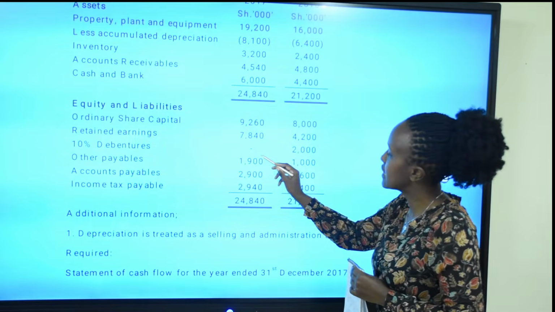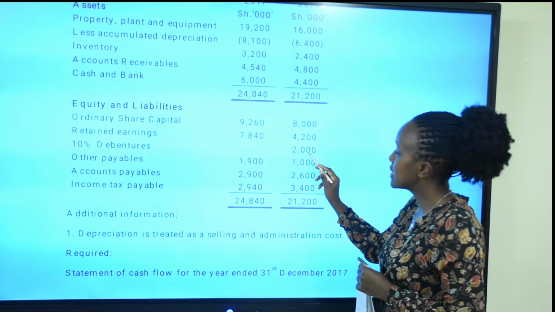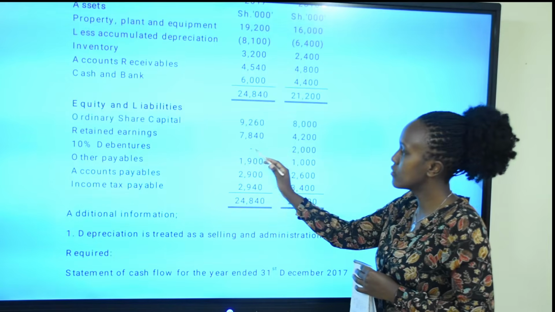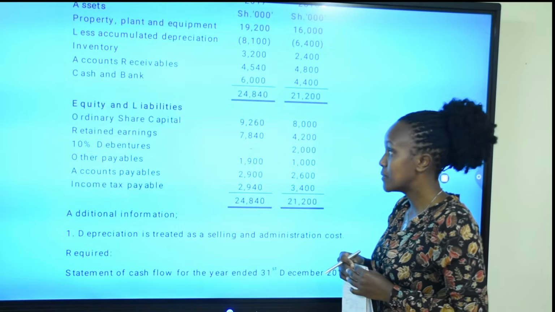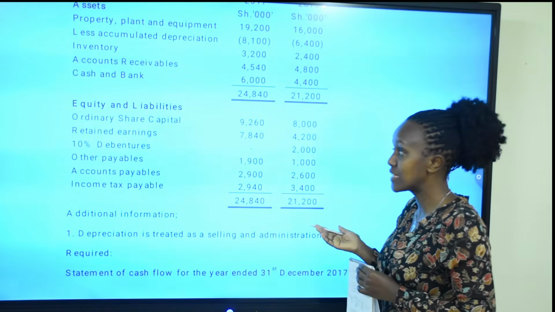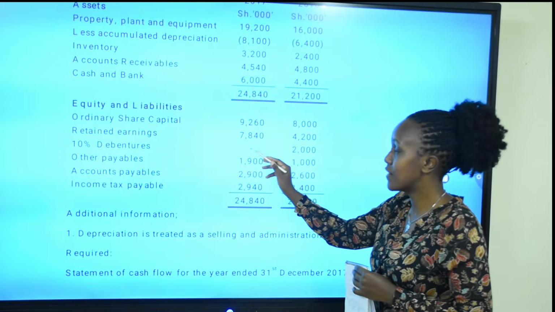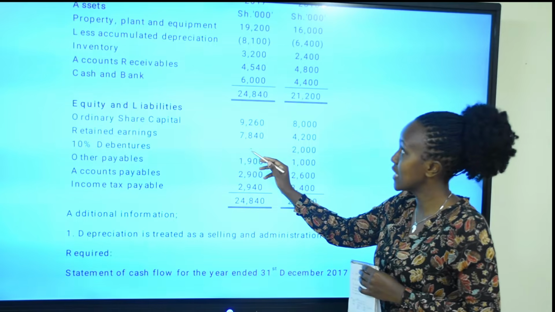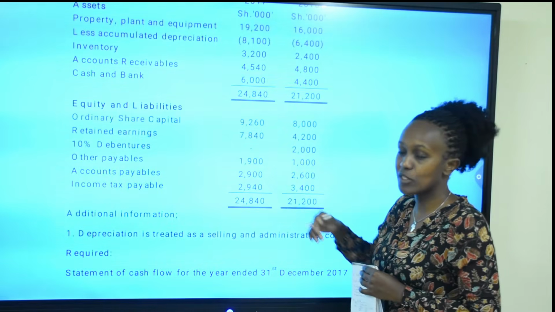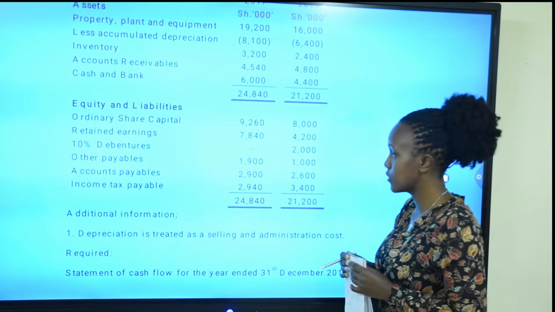Then you have 10% debentures. The 10% debentures of 2,000 have now been reduced to zero, meaning there was a repayment of the debentures. We had a loan of 2,000. We no longer have a loan at the end of 2017. That means that there was a repayment of loan of 2,000.